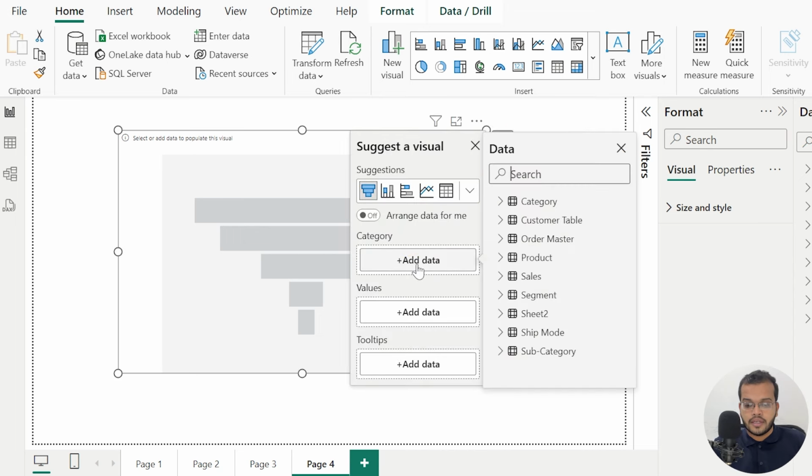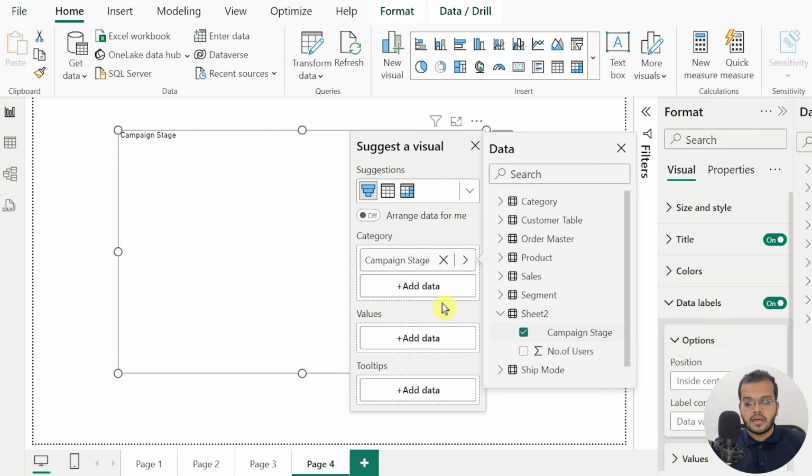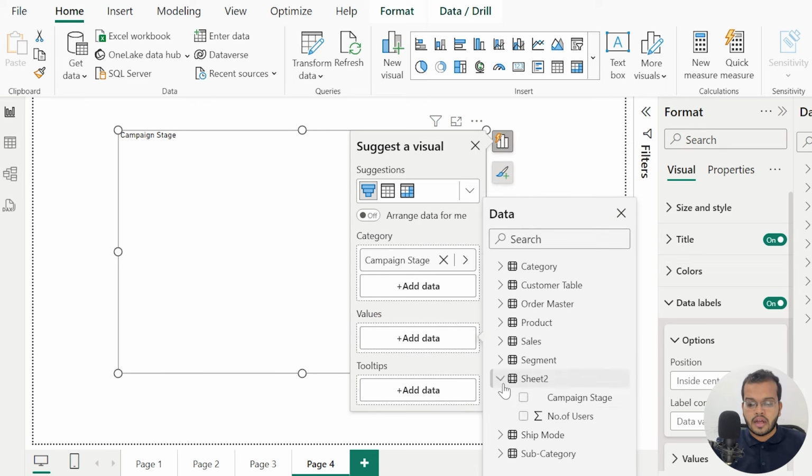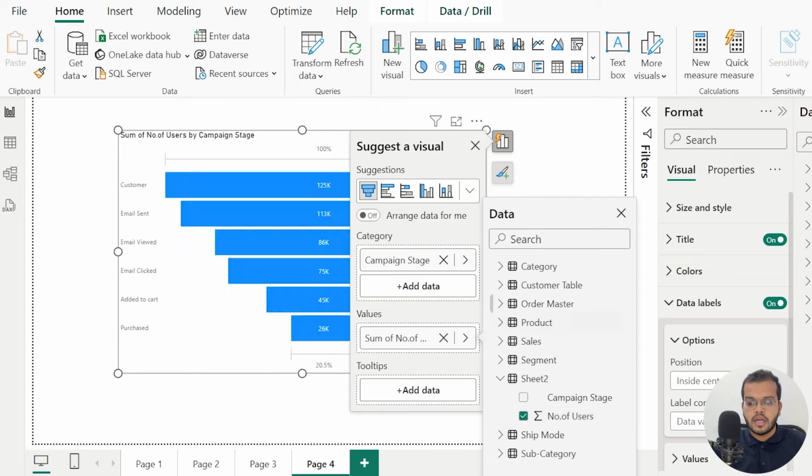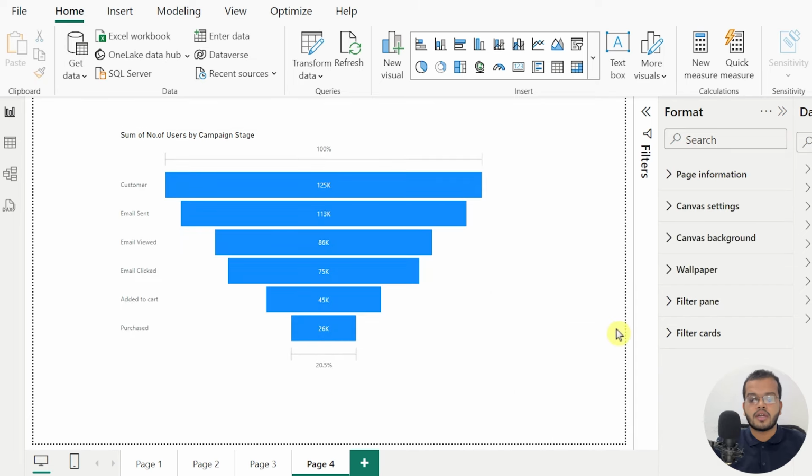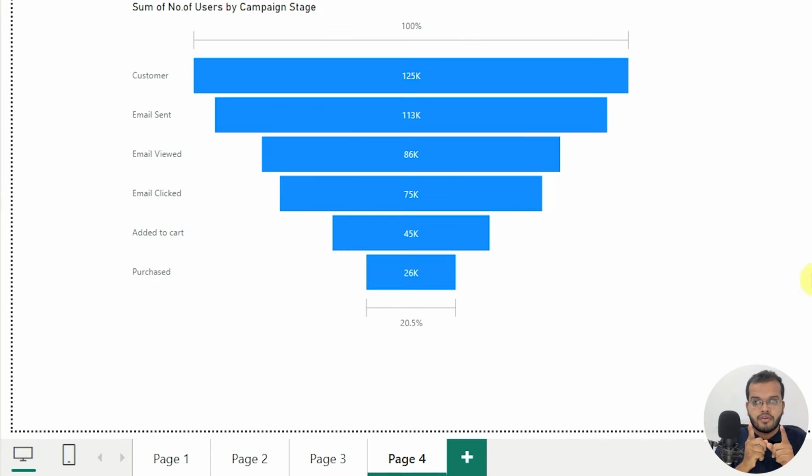So in the category, let me choose campaign stage, and in the values, which is numerical data, I'll choose the number of users. Okay, now understand that we have got the chart in the shape of a funnel. If you see the size from 125k, the size of the funnel is gradually decreasing. So it means that our marketing is not going in a good way.